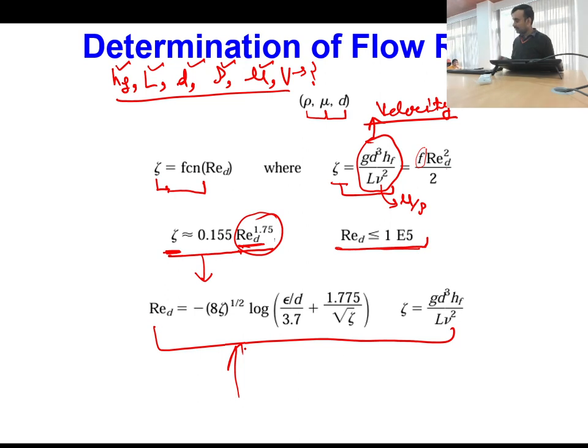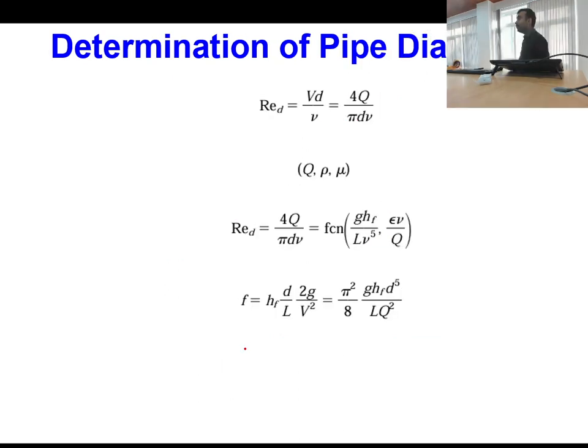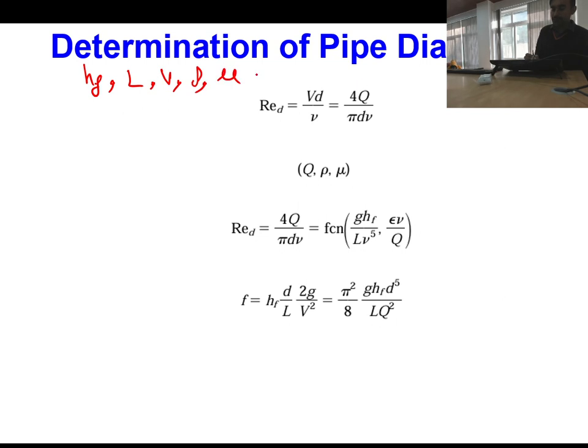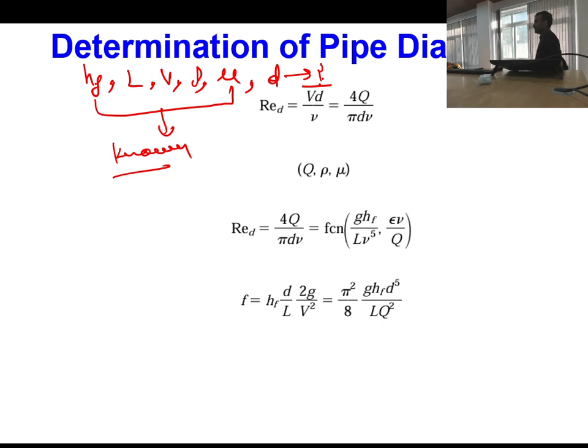Okay, then we have the fourth type of problem. In case of the fourth type of problem, what we need to do? Now the situation is slightly different. Now out of all the parameters h_f, L, V, rho, mu and D, all these parameters are known except one. So these are known parameters, but the unknown is diameter. Okay, diameter is the unknown parameter.